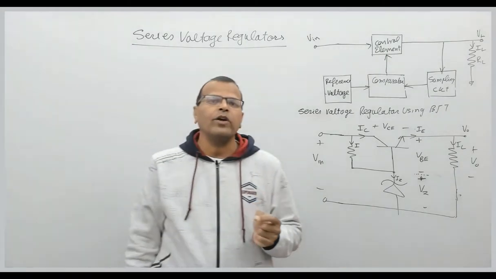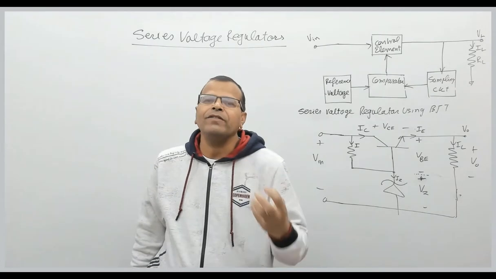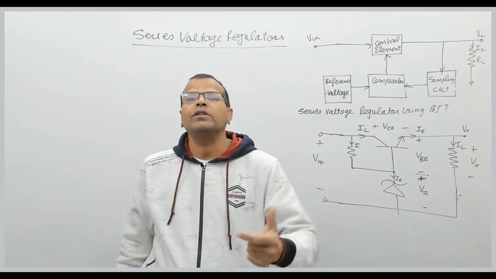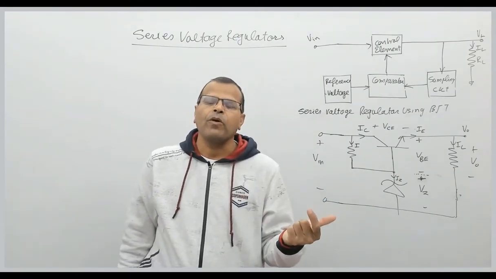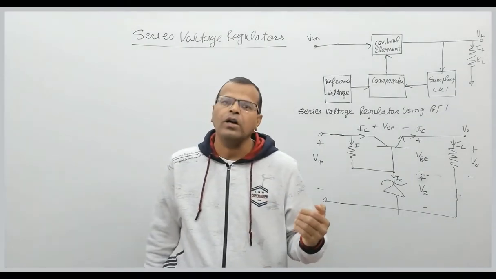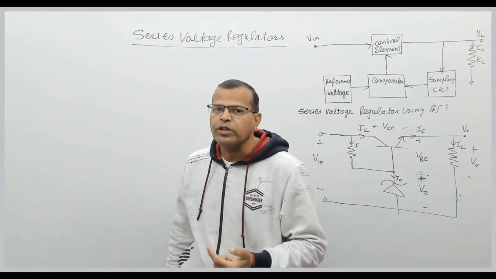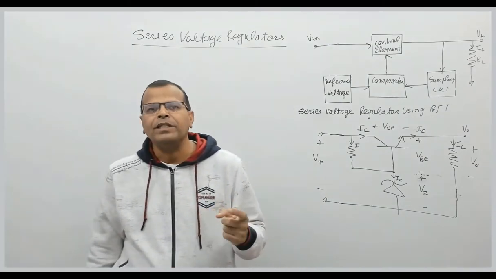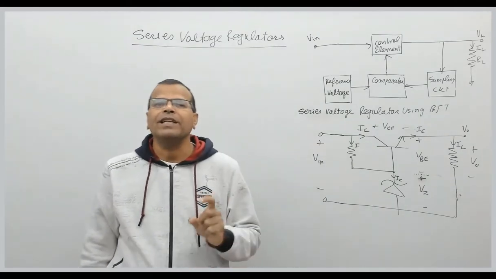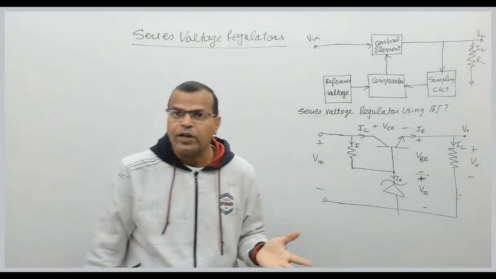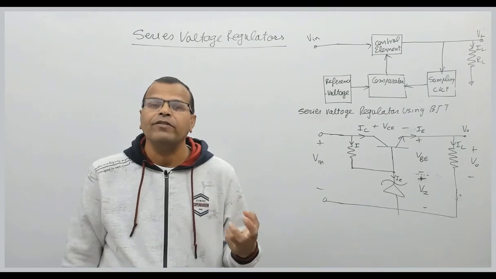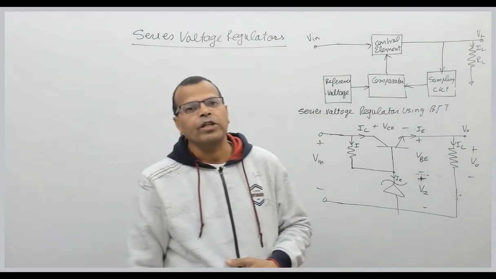In series voltage regulator we have active devices like BJT, MOSFET or op-amp which are connected in series with the input supply, or in series with the load, you can say. Whereas in case of shunt voltage regulator, the active device like BJT or MOSFET is connected in shunt with the load. When one control element, which is an active device, is connected in series, that is a series voltage regulator.